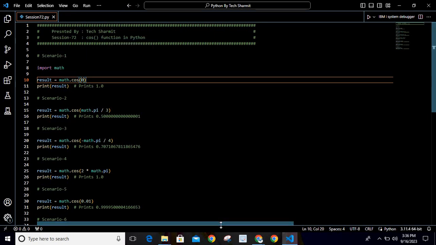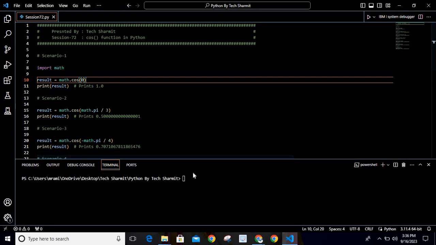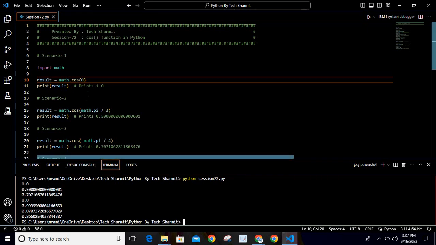So let's see what we are getting as an output, because we are printing on line number 11. Here I will write python session 72, which is my program name, dot py, and hit enter. Once you hit enter, it prints multiple outputs. If you focus on the first output, it is 1.0, which is the equivalent cosine of angle for radian 0. Clear?